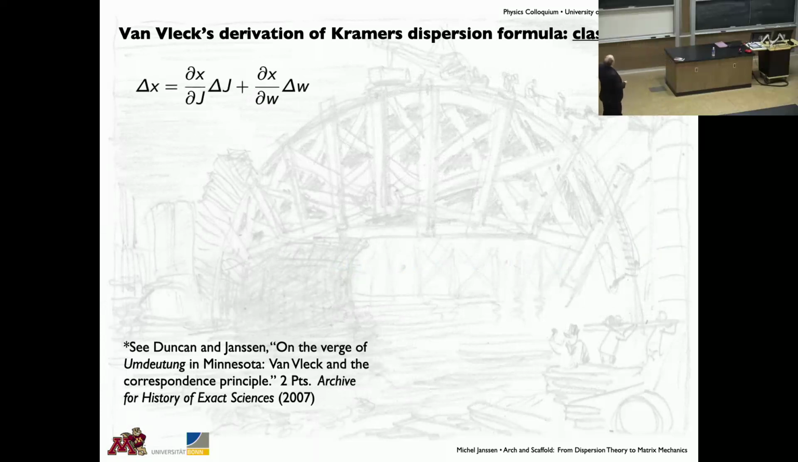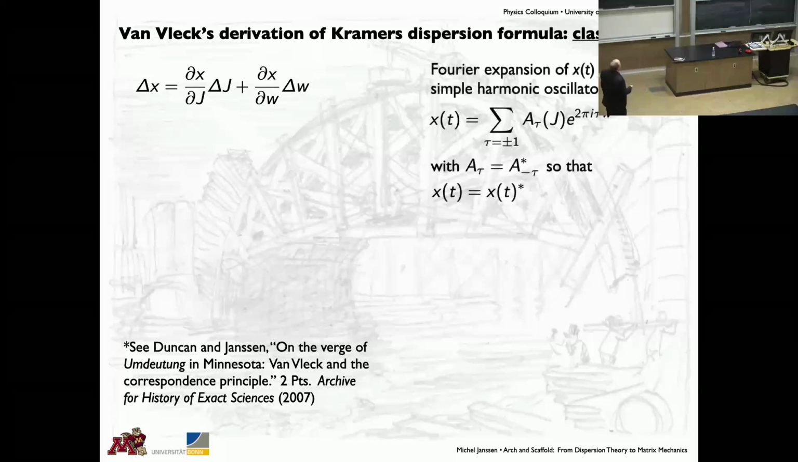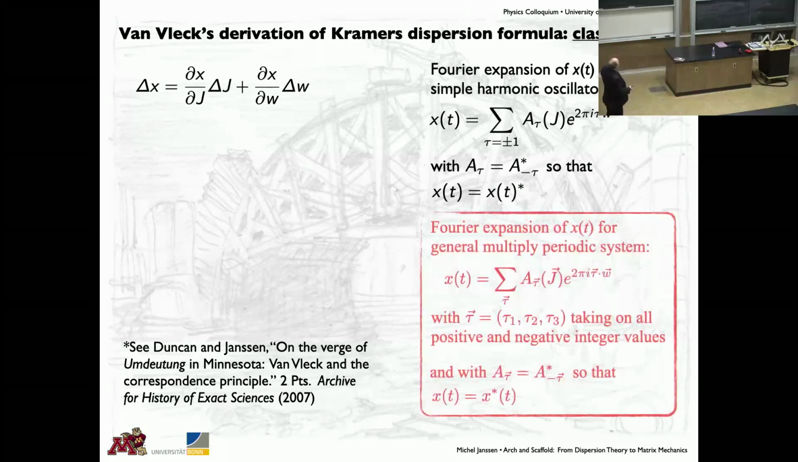So you're going to look at, all right, what is this displacement in action angle variable? So you write a Fourier expansion for the simple harmonic oscillator. It's going to look like this, right? So there's just going to be two terms. And by imposing this condition, you make sure that this thing is real, right? Of course, in general, Van Vleck does this for a generally multiply periodic system. It's pairwise that this condition is making sure that this is going to be real.